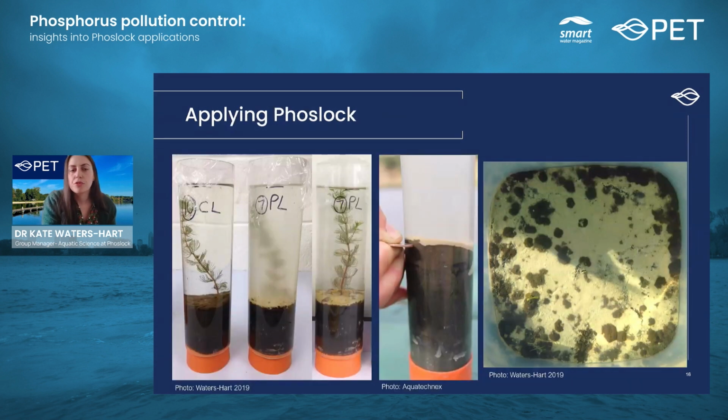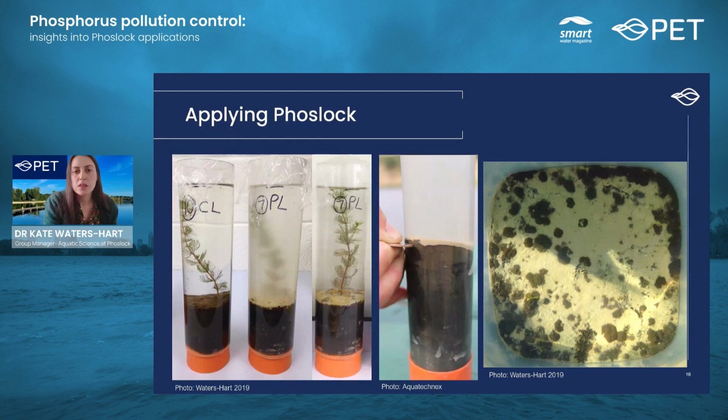This is just a few photos to show you what it looks like when it's been applied on top of the sediment surface. So on the left side of the screen, there are sediment cores with sediment in the bottom and just lake water overlaying. And then there's an aquatic plant species in that one. So where it says 10 CL, no Phoslock has been applied to that. The next one along is 7 PL.